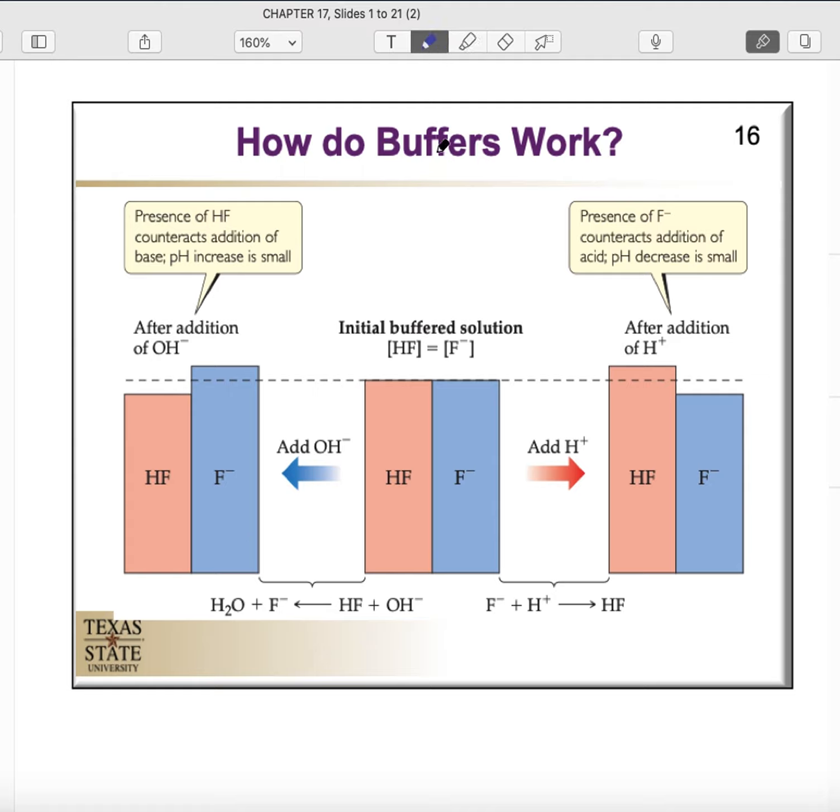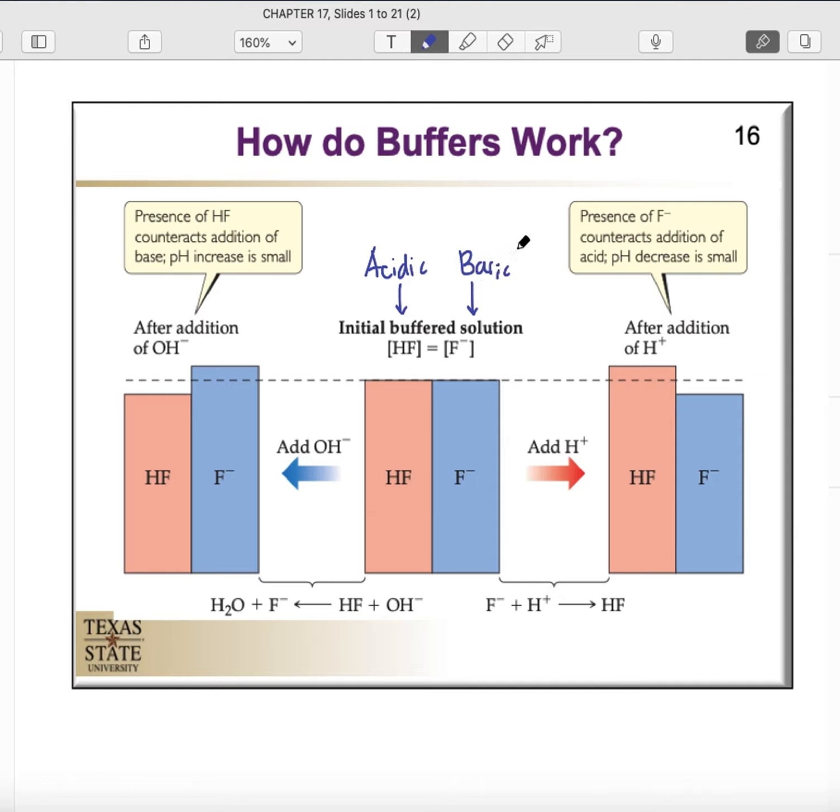What we have is our initial buffer components. We have an acidic component and a basic component. For this particular buffer, what we have is HF, hydrofluoric acid, and fluoride ions. So obviously the hydrofluoric acid is going to be my acidic component. And this one is its conjugate base, so this is my basic component.